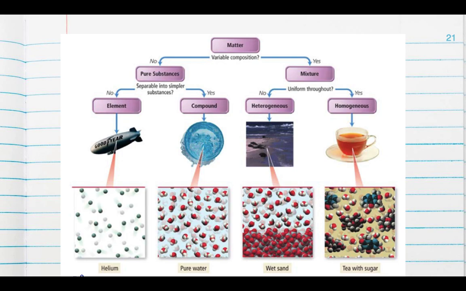Is it uniform throughout? Yes. Then that means it's homogeneous. And so that's going to be if I look at that cup of tea, the tea looks the same through the whole thing. It doesn't look less dark or more dark. It's going to be all the same all the way through. So my example is tea with sugar, and then I'm going to sketch a picture.